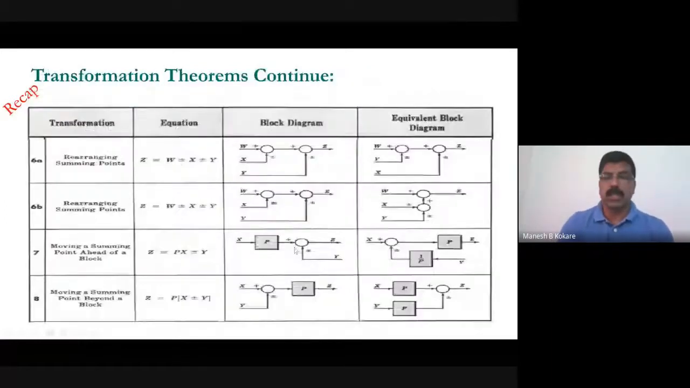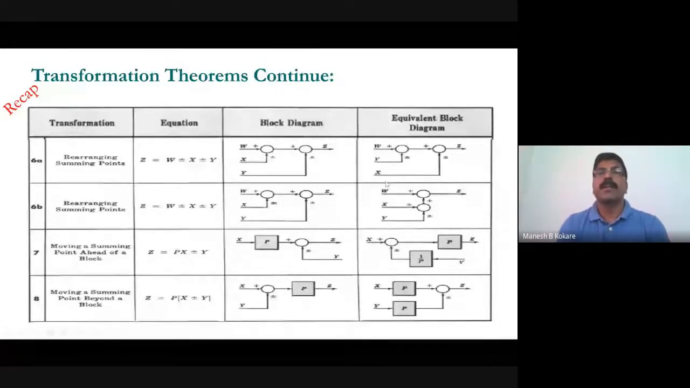Then the fourth rule is the rearrangement of the summing points. For example, you'd like to rearrange these two summing points, changing the position of X and Y. Always keep in mind that your output should not change by rearrangement. Now in this case, Z is equal to what? The output of this signal is W plus or minus X, and then this is added again, so W plus or minus X plus or minus Y. So this will be the value of Z.